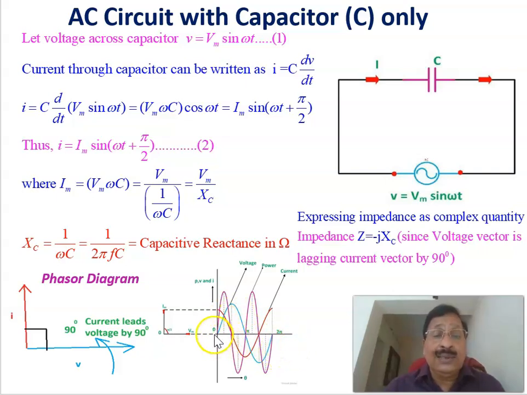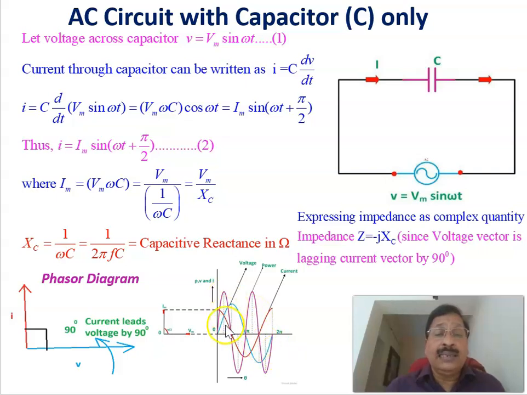Then again you can calculate the product of instantaneous voltage and instantaneous current, and you will get the power. If you have positive voltage and positive current, you get positive power. Positive voltage and negative current give negative power. When both are negative, you again get positive power. When one is negative, you get negative power. This is the power diagram, in which positive power, then negative power, then positive power, then negative power appear.